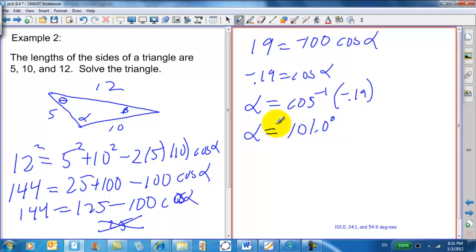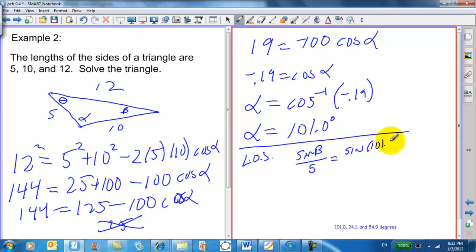Now at this point, we could use law of cosines to find the other two angles, or even to find one more angle. But I find it easier to use the law of sines. It's easier to set up. So now we use law of sines, and let's find unknown angle beta. The sine of beta over the side opposite beta, which is 5, is equal to the sine of angle alpha, which we just figured out, 101.0 degrees, over the side opposite alpha, which is 12.